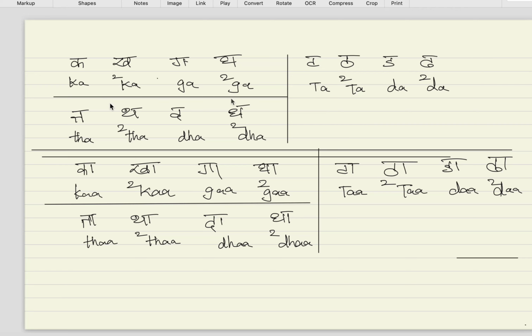So when you write something like TA, naturally they have a tendency to read it as ta. When I write the number 2 above that TA, that means it is the next one, and it has to be enunciated as tha. DA is simply da. Now when I write the number 2 above DA, it is dha. The Mahaprana takes over there.